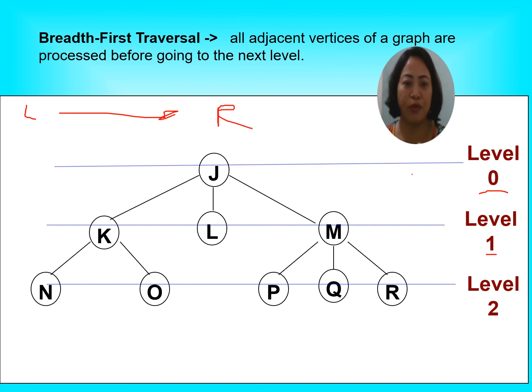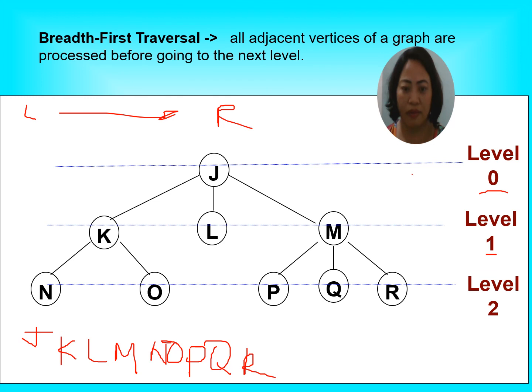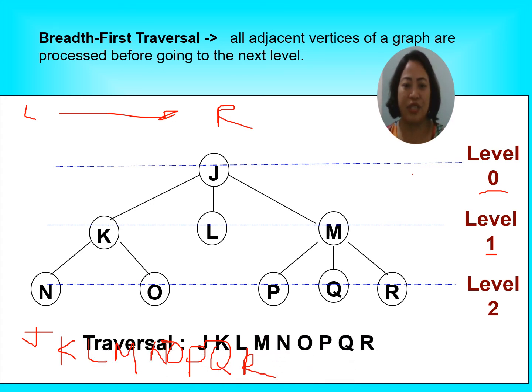J will be processed first, and then the next level we have K, L, M. So J, K, L, M, and then we go towards another level. The next level is level 2. It has the nodes N, O, P, Q, and R. So this is much easier than the first, but of course it is easier for you because we are done with the pre-order traversal of the tree. So that ends our discussion, that ends our topic for graphs.